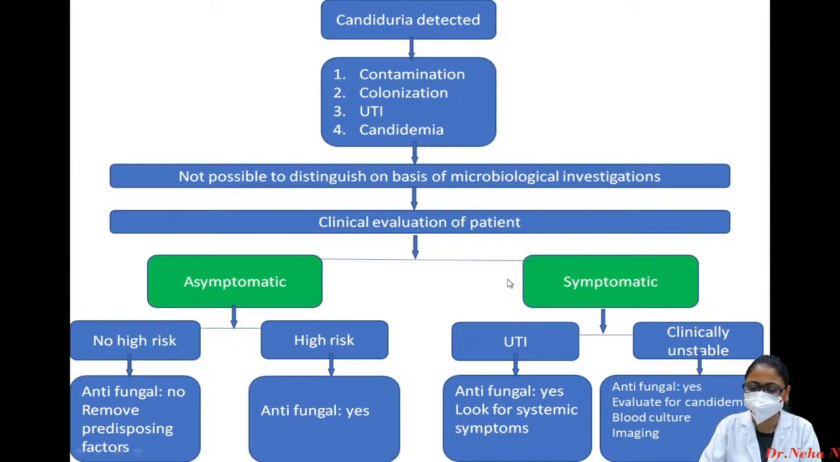Now, in case of symptomatic patients, if the person has UTI, then antifungal treatment should be given, and further the patient should also be evaluated to see if the patient has any systemic symptoms. This is especially true in case of infants, because any infant who presents with Candida UTI has to be evaluated for systemic symptoms to check for disseminated disease. And if the patient is clinically unstable, then antifungal treatment should be given.